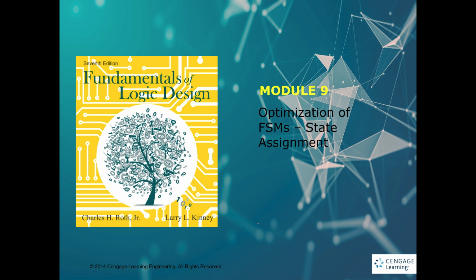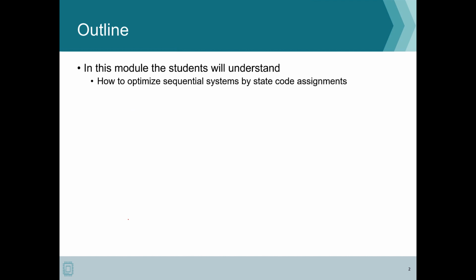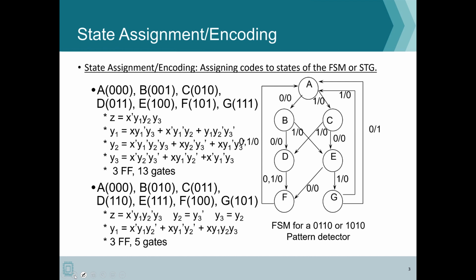So earlier we have been using symbols like S0, S1, S2, S3 and so on to name the states, and we have been arbitrarily assigning codes for it. And in this module we're going to see some specific methodologies so that it can result in better design. So here is a simple example.